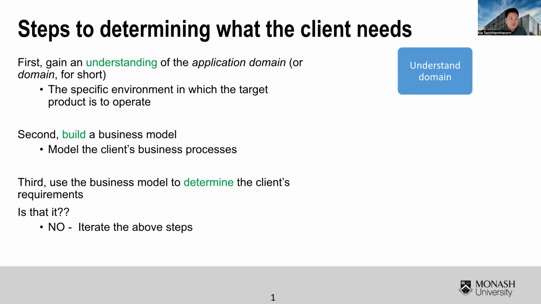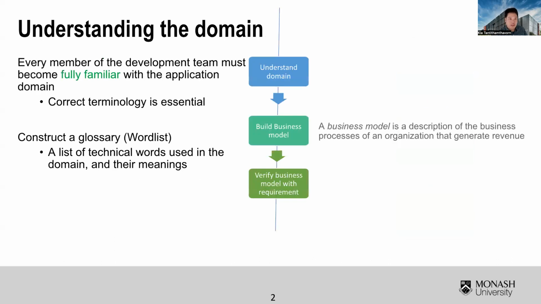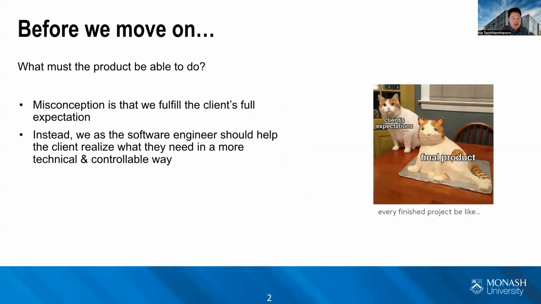Okay. Yeah, build the business model, verify the business model with the requirement. It should meet and be interconnected with each other. Okay. Yep. Understand. Yeah, that's all. Before we move on, what must the product be able to do, right? The misconception is that we fulfill the requirement, the full expectation. Instead, we as the software engineer should help the client realize what they need in a more technical and controllable way.